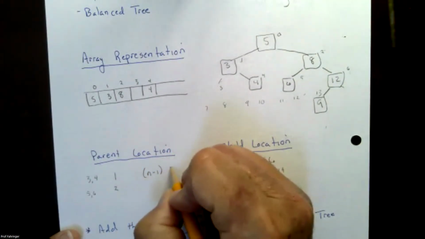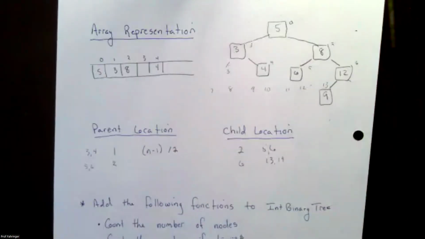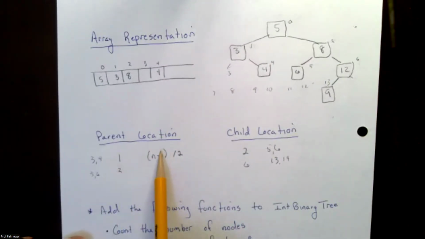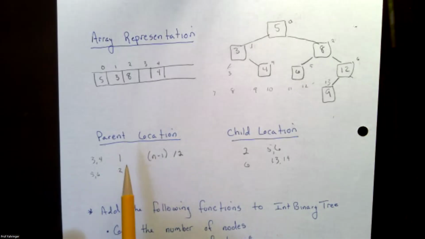n minus 1, integer division 2. 3 minus 1 is 2, integer division 2 is 1. 4 minus 1 is 3, integer division gives me 1. 5 minus 1 is 4, integer division gives me 2. 6 minus 1 is 5, integer division gives me 2.